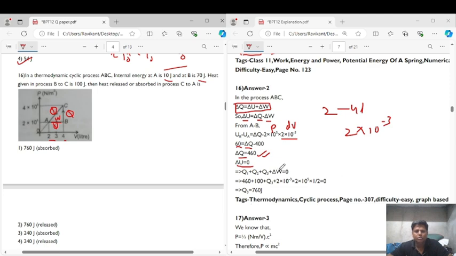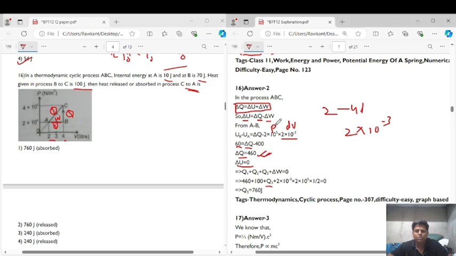The sum should be equal to 0 because the change in the internal energy is equal to 0, because it's a cyclic process. So Q1 we have calculated from here as 460, right? Q2 is given as 100 joules, as we are moving from B to C. So we put Q2 equals 100 joules. Moving from C to A, Q3 is to be calculated. So we write Q3 as it is.